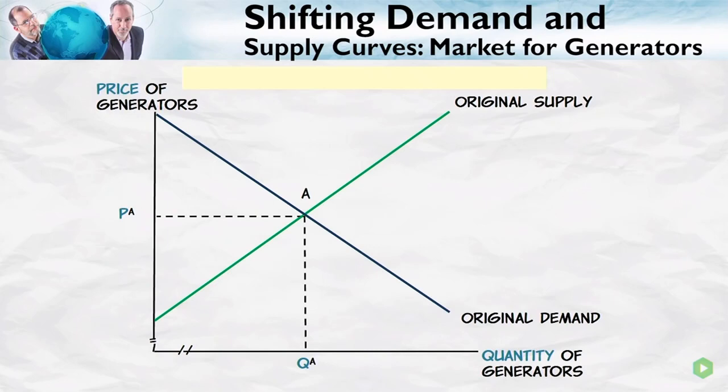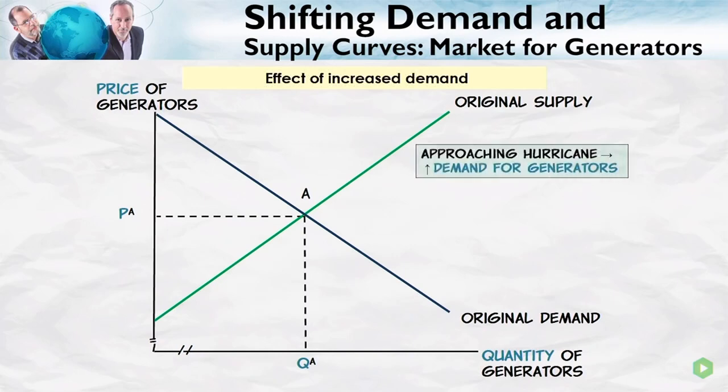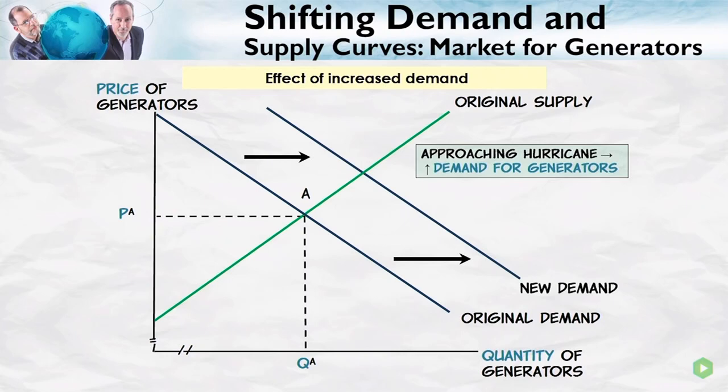Let's suppose that a hurricane is approaching. What will the approaching hurricane do to the demand for generators? Well, it will increase the demand, shifting the demand curve up and to the right. What does the model predict? The model predicts an increased price of generators and a greater quantity exchanged. Also, pretty good prediction.